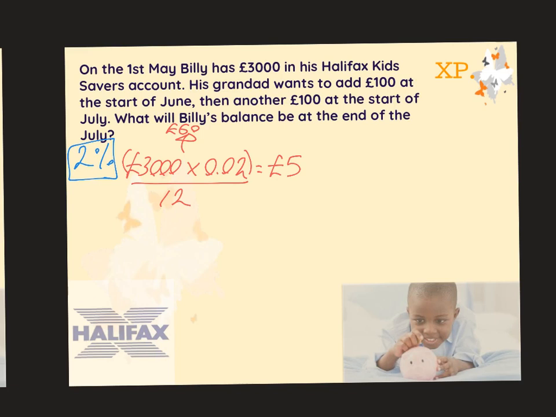Then, that's at the end of May, then we're going to have another £100 added. So not only has he got the £5 added, he's got the extra £100. So it's £3,105. Times that by 0.02, divide that by 12, and he's going to get £5.18. So again, add that on to 3,105 plus your extra £100 that his granddad's putting in.